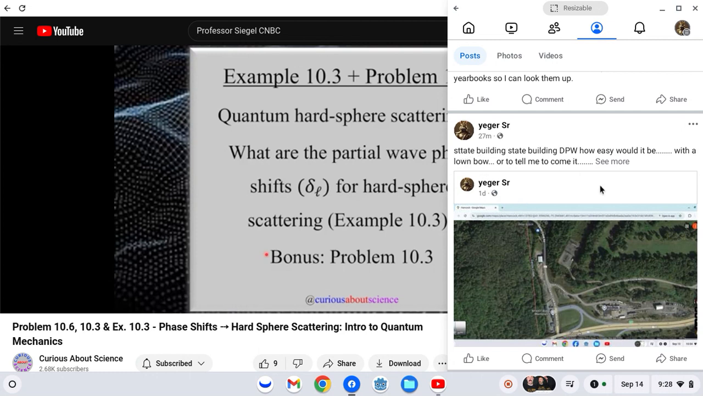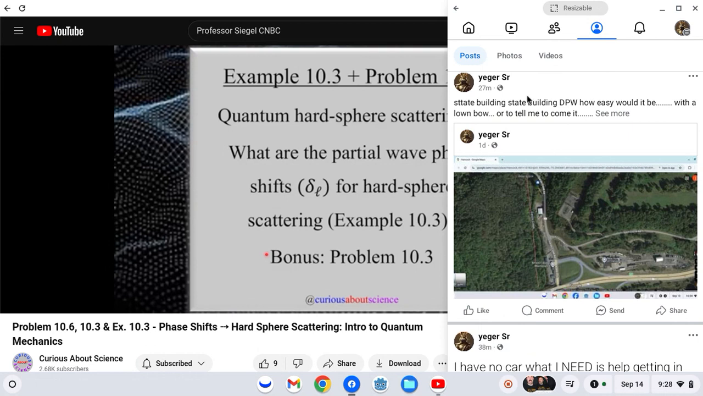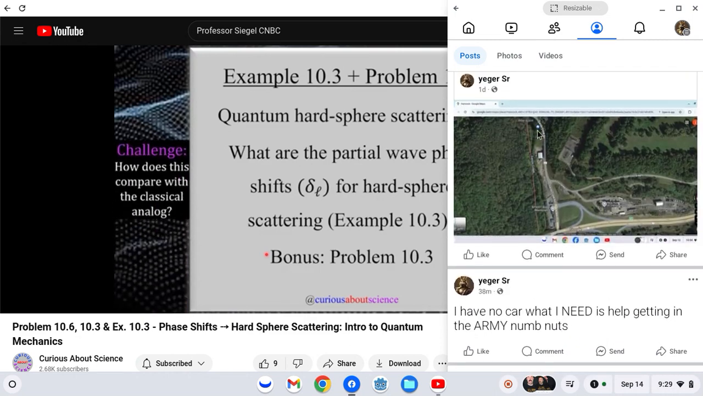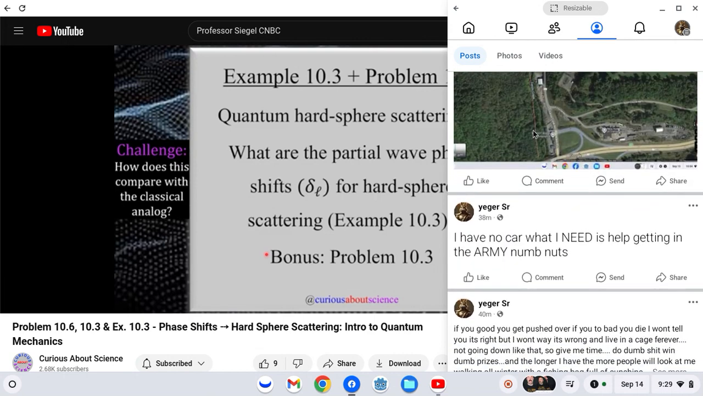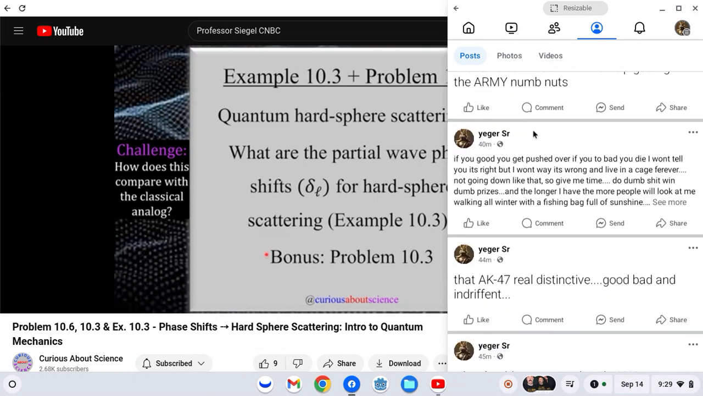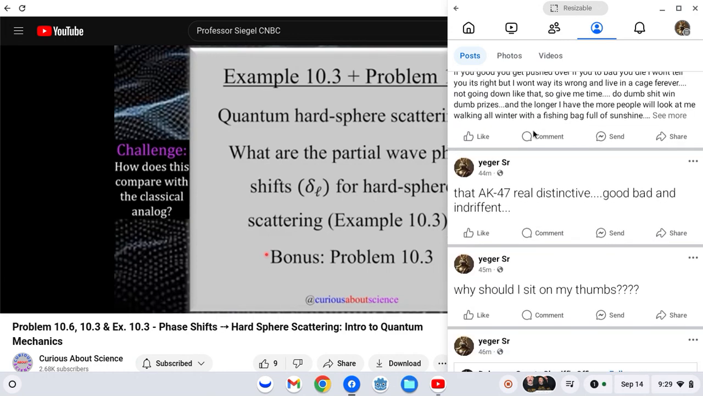But why do we care? Well, the quantum hard sphere provides a simplified model to understand how quantum particles interact with obstacles. And when we see what the potential is, it'll make sense why it's considered, quote, hard sphere. Again, it's not going to be that similar to what we see in the classical side of things, but the challenge is, how does this compare with the classical analog? We'll have to feel it out and see what's going on there, because there is an analogy, but it's not what you might think. At least not what I thought at first.